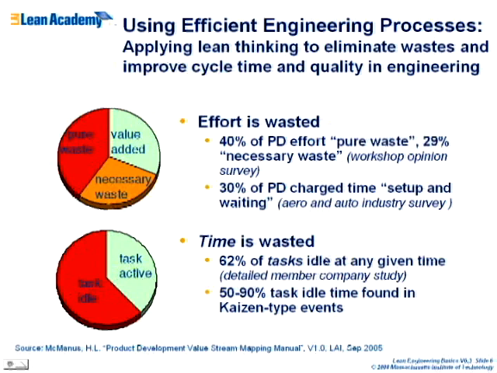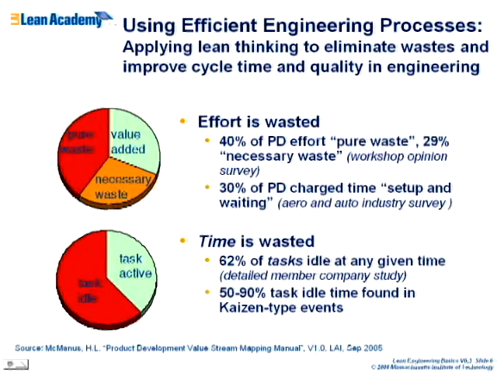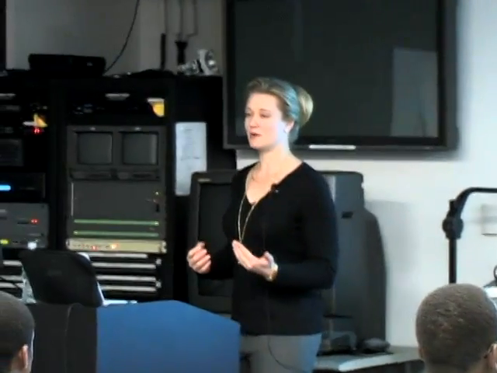I wanted to point out some data that we have about the efficiency of engineering processes. If you have any doubt that there's waste in engineering, this should help convince you that there is at least some, by some informed people. So this is a measure of effort that's wasted. 40% of the product development effort was classified as pure waste, about 30% as necessary waste. In another survey, we had 30% of product development time that was charged to just setup and waiting. You can easily see why those don't add a lot of value to the customer.